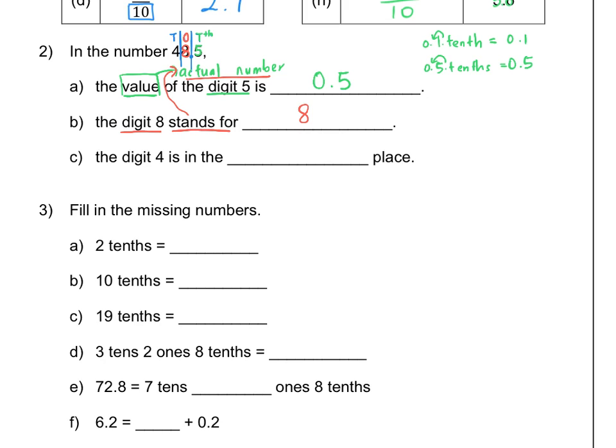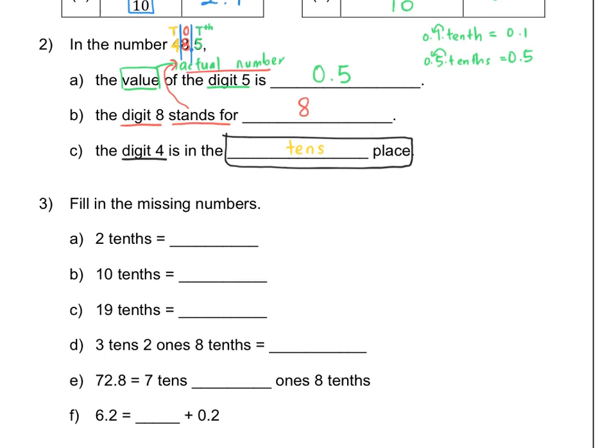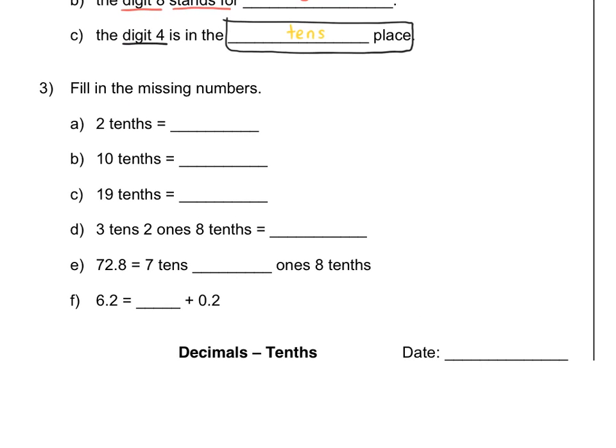Now moving on to the last part of this question. The digit 4 is in the what place? They are asking for the place value. Digit 4 is in the what place? So we focus on the digit 4. It is in the tens place. So we are done for question number 2. Let's go on to question number 3.